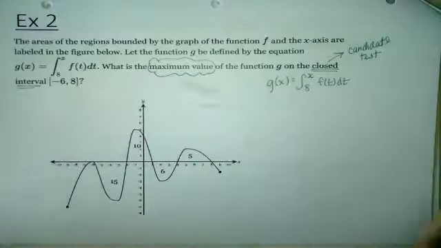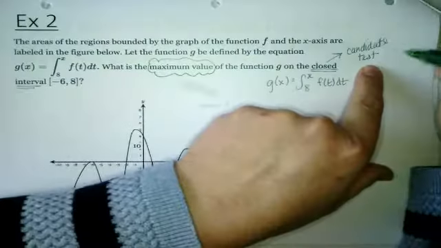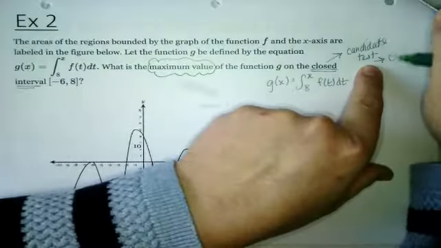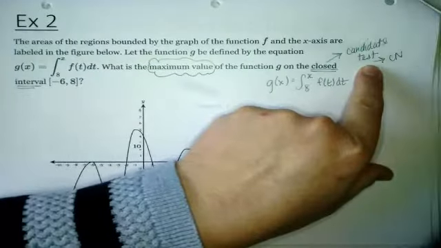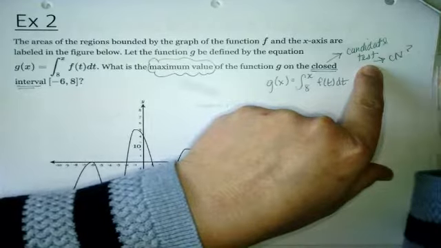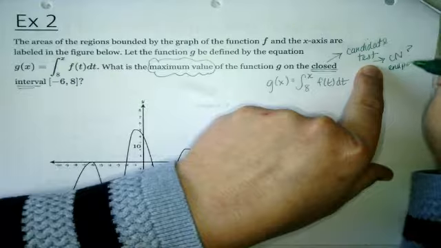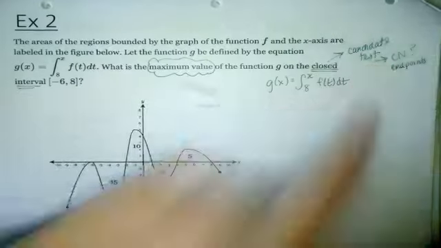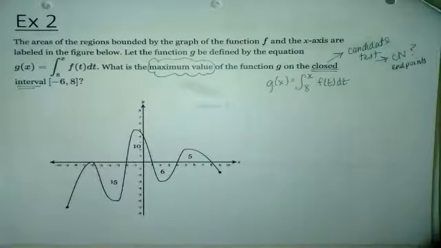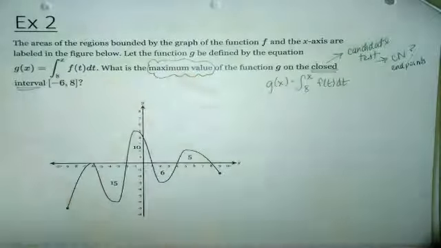So the candidate test said, hey, we need to find all the critical numbers, which we get by looking at the derivative, where the derivative is equal to 0. So what are the critical numbers and also the endpoints? Those were the very important things that we needed to find. And then we can test them to see which one is the biggest or smallest to get the maximum in this case.